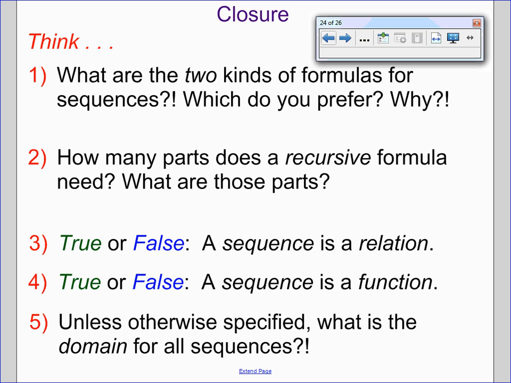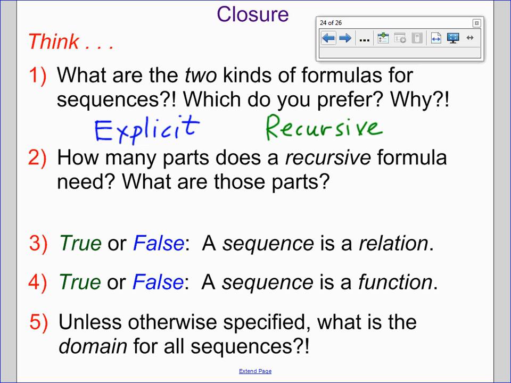Okay, what are the 2 kinds of formulas that we have? Marina? Explicit formulas, good. Explicit formulas where I have a function rule that gives me the term value based on an input term number. And recursive, a recursive formula, which we'll talk about more in number 2.